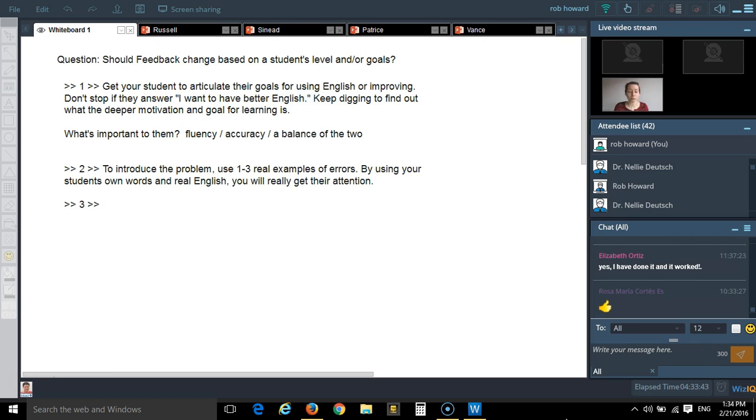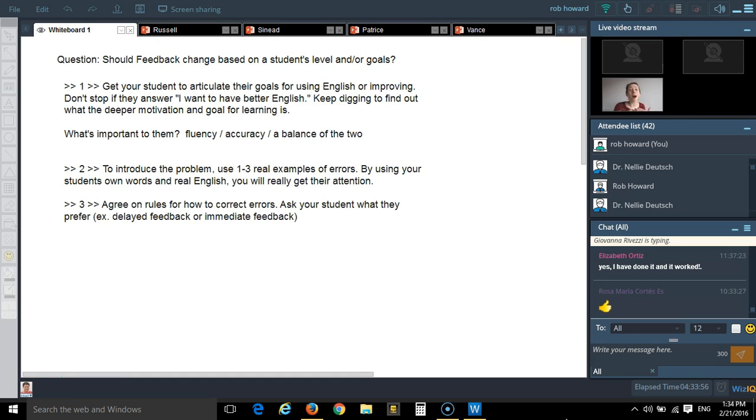Another thing that I feel is really important before you start working with students and get through a lot of lessons, I definitely suggest that you agree on some rules for how to correct errors. This is kind of going back to Cecilia's presentation just a little bit ago, where we understand what the focus is. You need to know how you're going to give the feedback to somebody. So I suggest that you ask your student what they prefer. For example, you could give them delayed feedback at the end of the lesson, or maybe halfway through the session you have a natural breaking point and you give them some feedback later, or possibly they want immediate feedback.